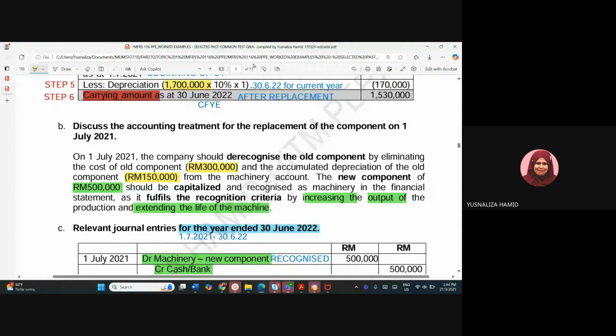If you're to discuss the accounting treatment, you need to mention, number one, derecognition of the old component. How much is the component that is being replaced? The cost of 300,000 together with the accumulated depreciation is being derecognized. The new component, how much is being capitalized? Take note, this is on 1st of July 2021. So you discuss the derecognition of the old component and the new component's accounting treatment, whether it is capitalized and recognized as machinery or not, and give the reason why. In our case, it is capitalized because it increases the output of the production and extends the life of the machine. So you can stop there for 1st of July.